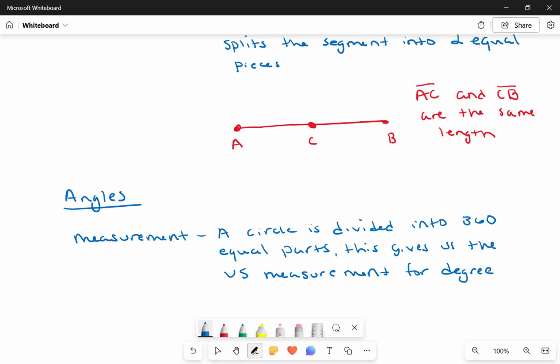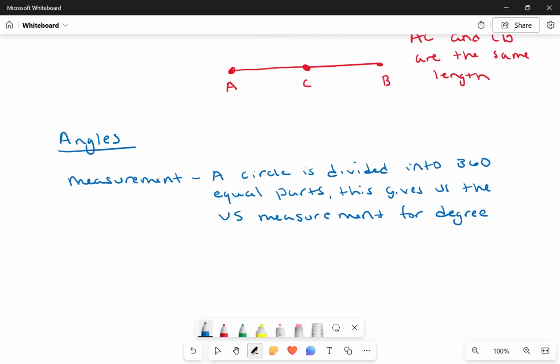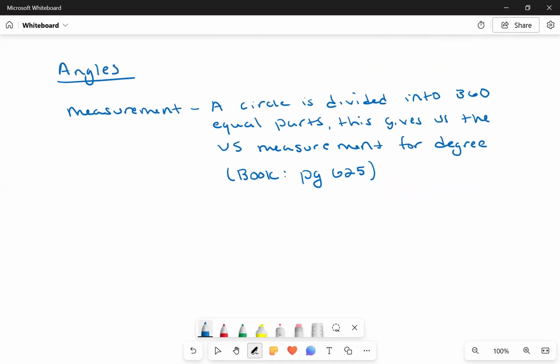And actually, if you want to look at that specifically in the book on page 625, they actually show what a degree looks like on a circle. And it's very small. A single degree is pretty small. All right. There is an alternative form of measurement for angles. We won't be working with that, and that's radians. But that's really more for calculus, trigonometry. Okay. We will focus on degrees. Degrees are still used in trigonometry.